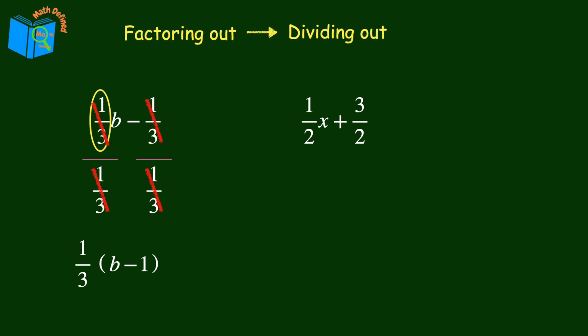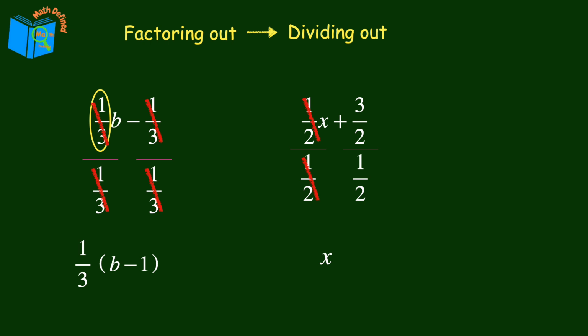Let's move on to the expression on the right: 1/2 x plus 3/2. We will factor out the coefficient. Since the coefficient is 1/2, we'll divide each term by 1/2. First, we see that these 1/2s cancel each other out, leaving the variable x. But it's not so easy for this second term, 3/2. We need to divide 3/2 by 1/2.